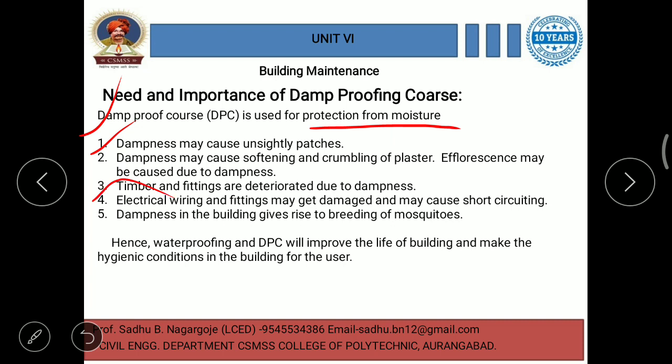Timber and fittings are deteriorated due to dampness. Then electrical wiring and fittings may get damaged and may cause short circuiting. Dampness in the building gives rise to breeding of mosquitoes, and hence the waterproofing and DPC will improve the life of the building and make hygienic conditions in the building for the user.